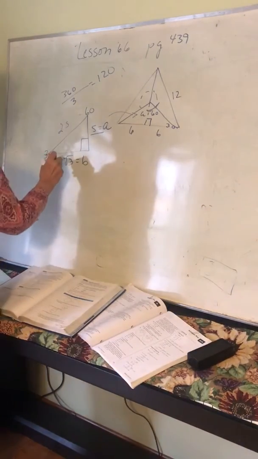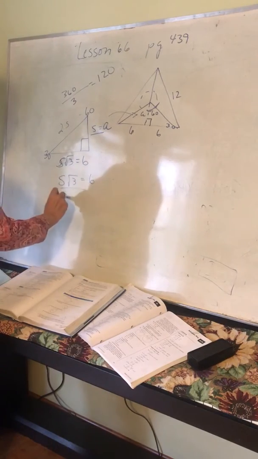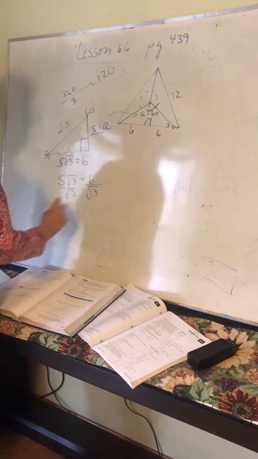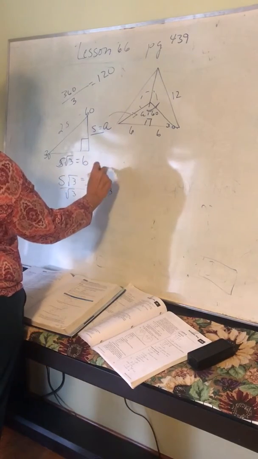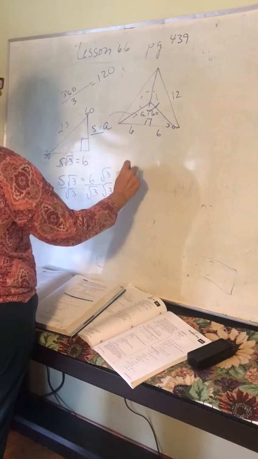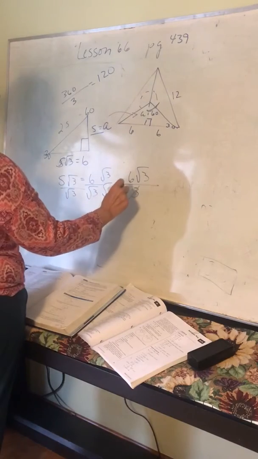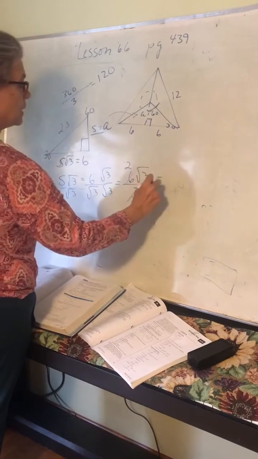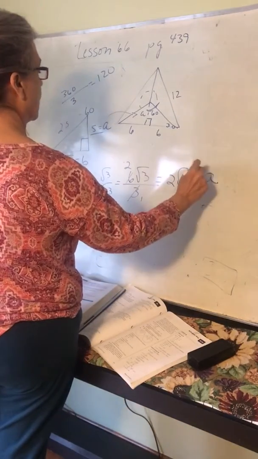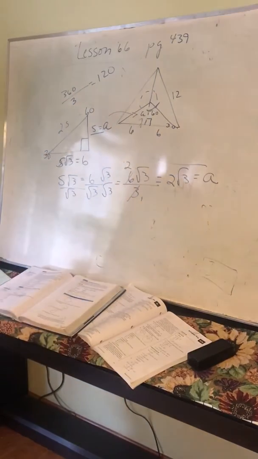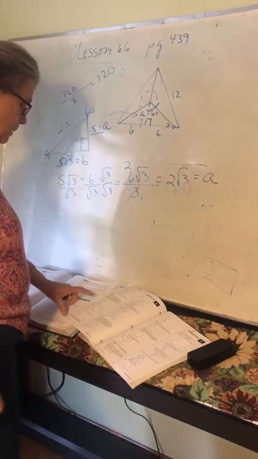So if this one is S square root of 3 equals 6, let's divide them both by square root of 3. And then we can't leave a radical in the bottom, so we have to multiply by square root of 3 on the top and the bottom. 6 square root of 3 divided by 3. And then we can simplify. 3 goes into 3 once, 3 goes into 6 twice. 2 square root of 3 is equal to the A right here. Okay, so now we have all the numbers to be able to solve this problem for D.